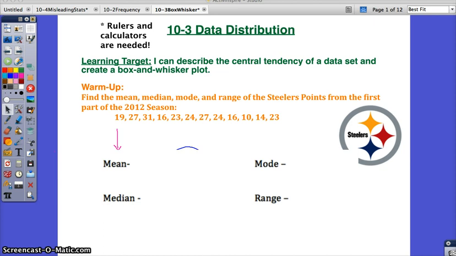To start, I actually put part of the lesson in the warm-up. I want you to find the mean, median, mode, and range of the Steelers' points from the first part of the 2012 season. So I have the points that they scored listed right here. You probably remember how to find the mean, median, mode, and range. I want you to do that now. Make sure you show your work, and if you don't remember one of them, it's okay, we're going to go over it. Please pause and do this, and then press play to see the answer. You are able to use a calculator here.